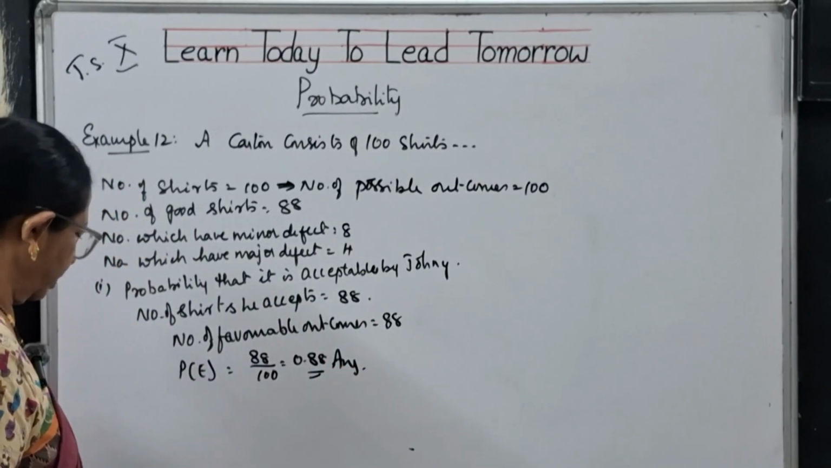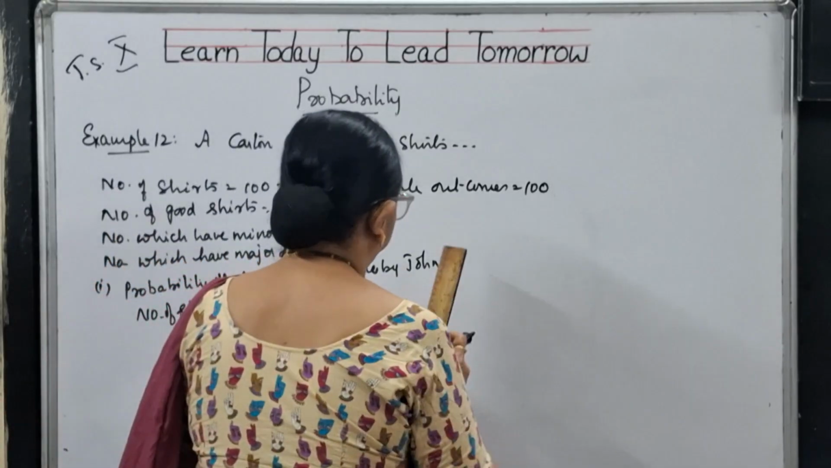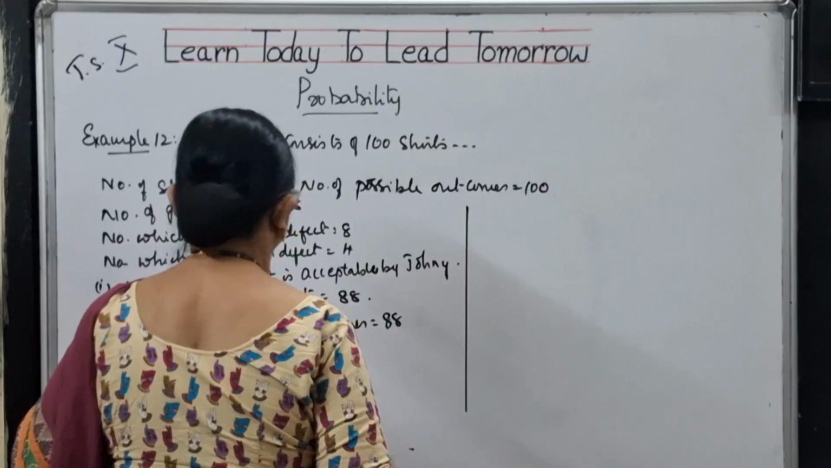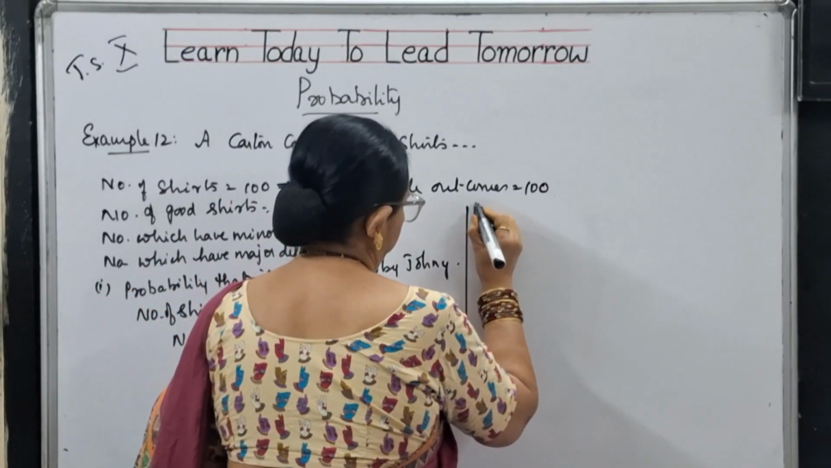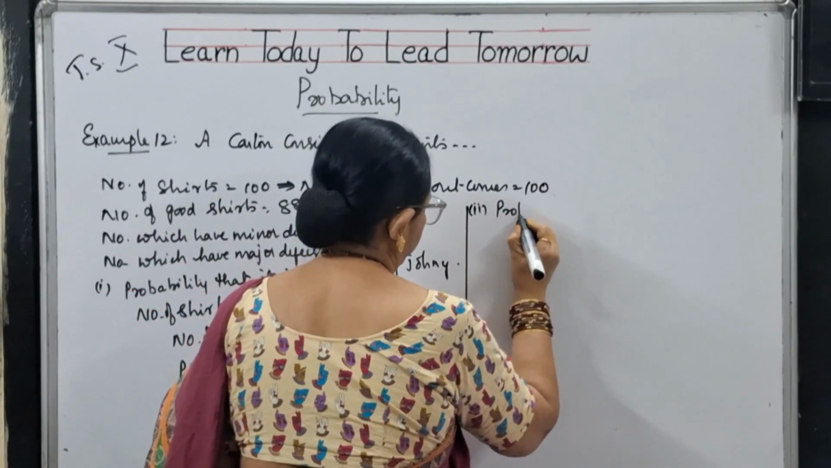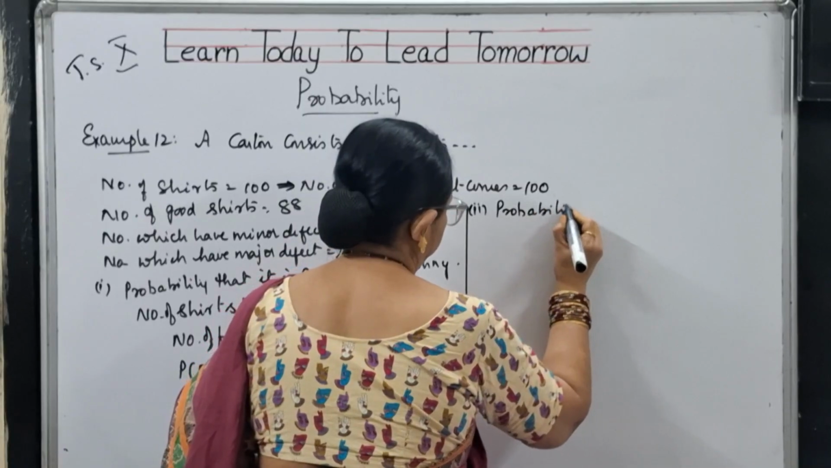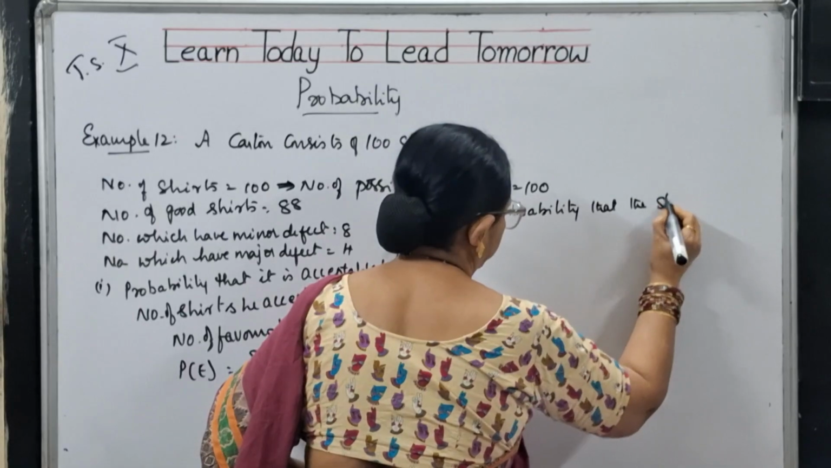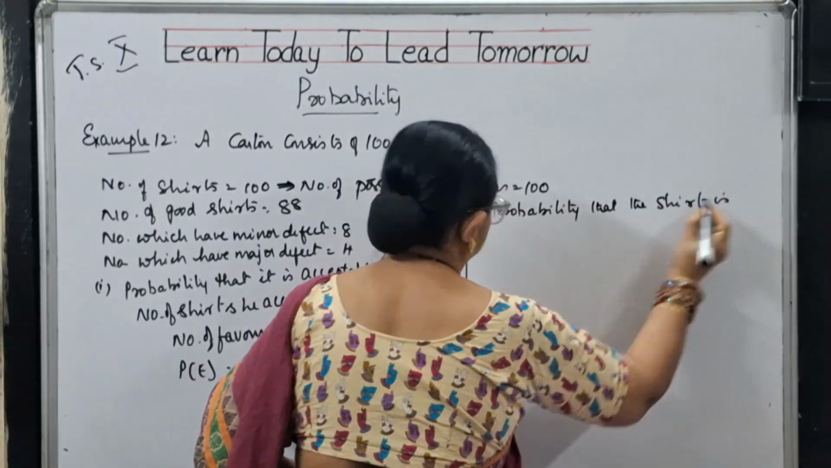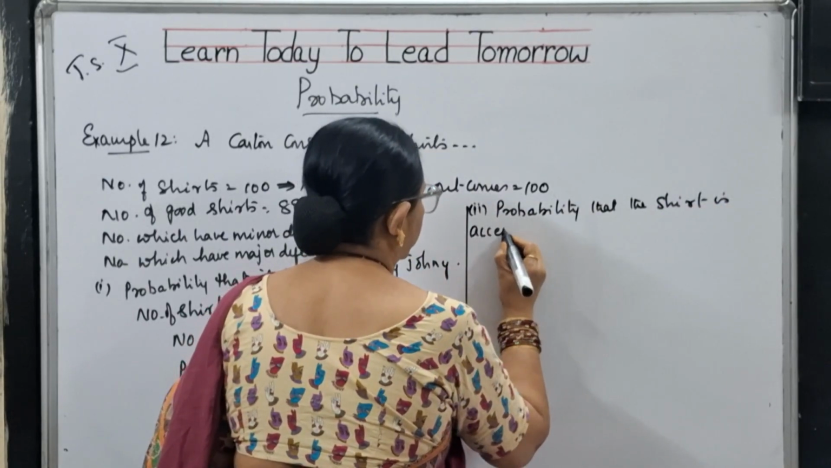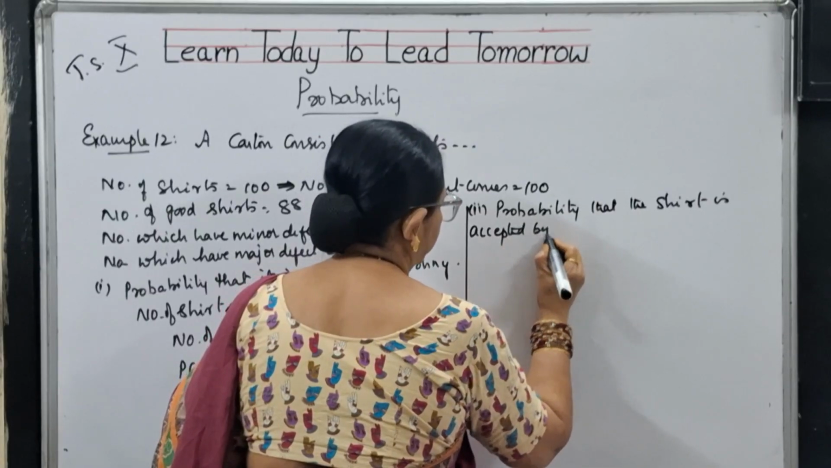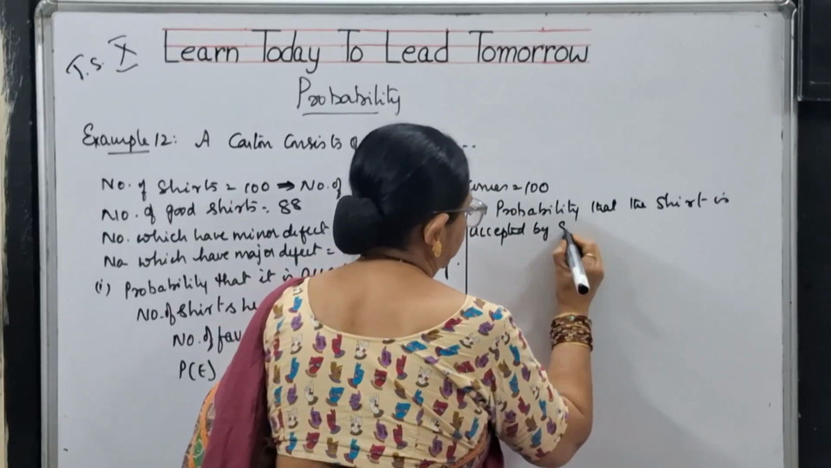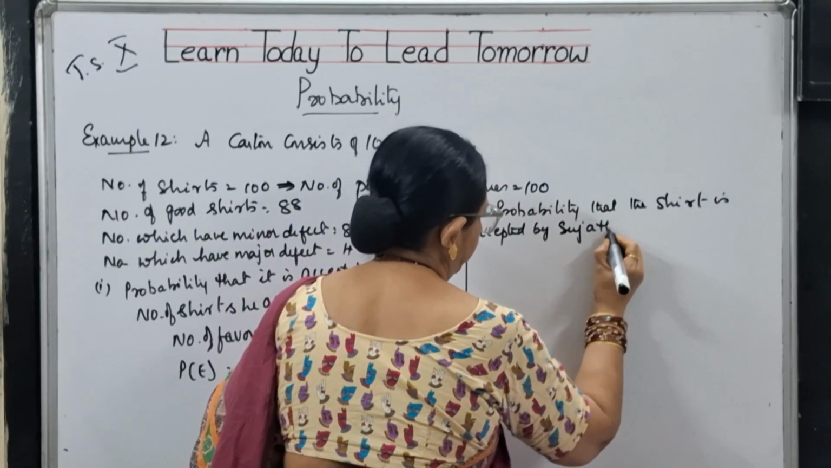Now let me see the second bit. Second bit is the probability that the shirt is accepted by, what is the other lady? Sujata. Accepted by Sujata.